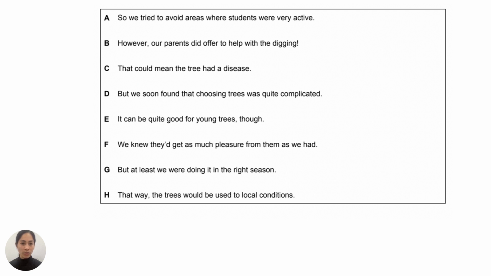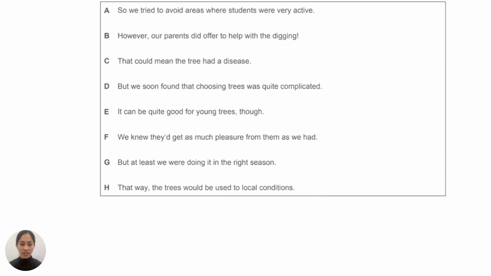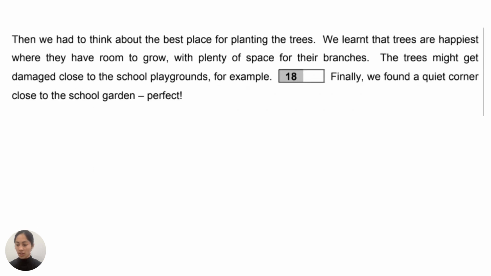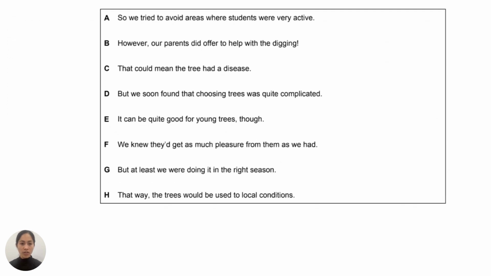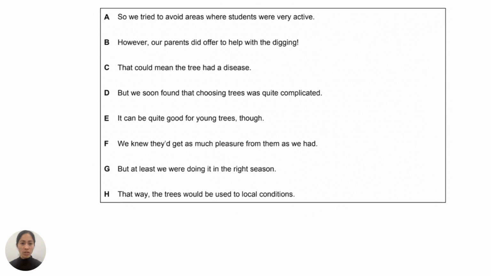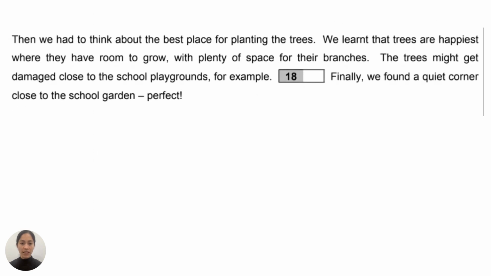Yes, letter A: so we tried to avoid areas where students were very active. That is the answer for number 18. The trees might get damaged close to school playgrounds, for example. So we tried to avoid areas where students were very active. Finally, we found a quiet corner close to the school garden. Perfect. That's awesome.